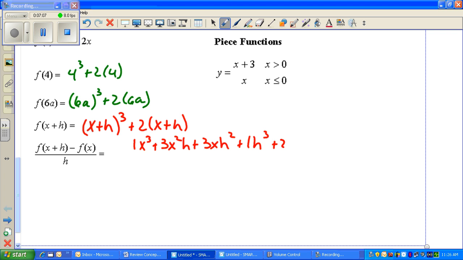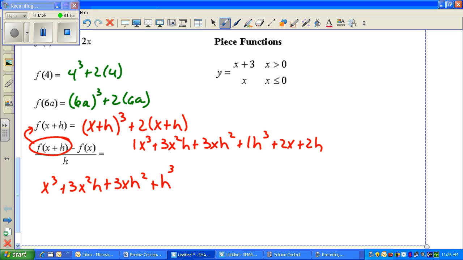Distributing the 2, I get a 2x plus a 2h. So again, to shortcut this process, this quantity is right there. So I'm going to repeat, multiply it down. It looks like I can't combine any of those. So I get x cubed plus 3x squared h plus 3xh squared. Recall the binomial theorem and what it did to powers and your coefficients.